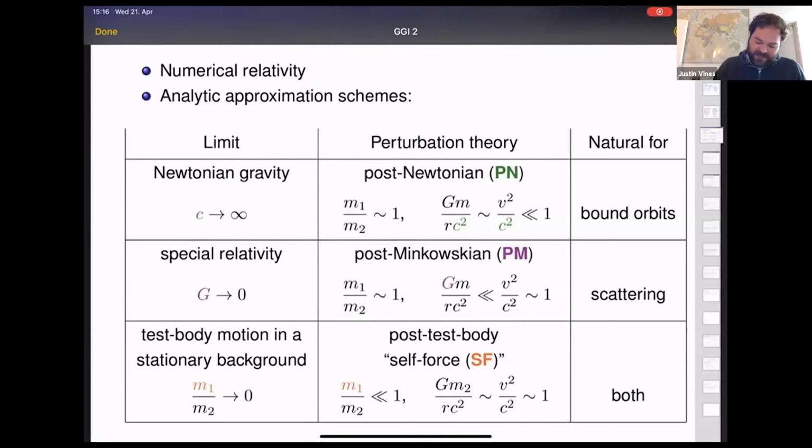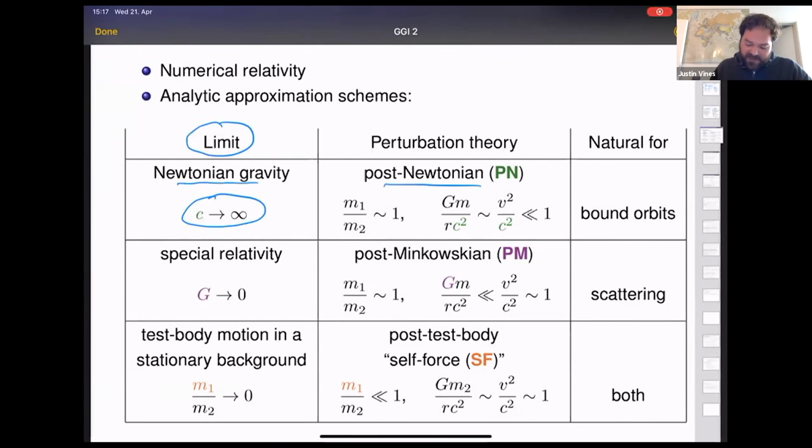So first, each one is based on a certain limit. The first one, Newtonian gravity, you obtain from general relativity essentially by taking the speed of light to infinity. You go all the way in that limit, you get Newtonian gravity. And that's our zeroth order theory, which we'll treat as exact in this post-Newtonian perturbation scheme.